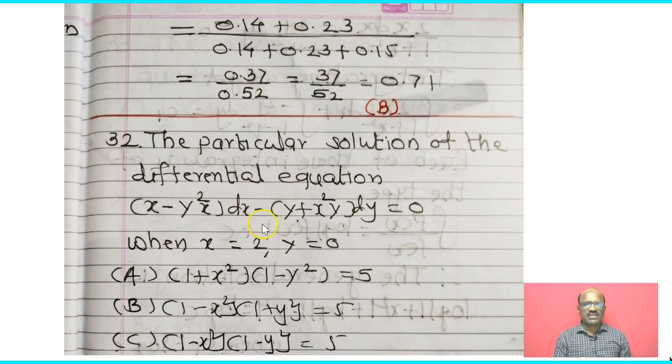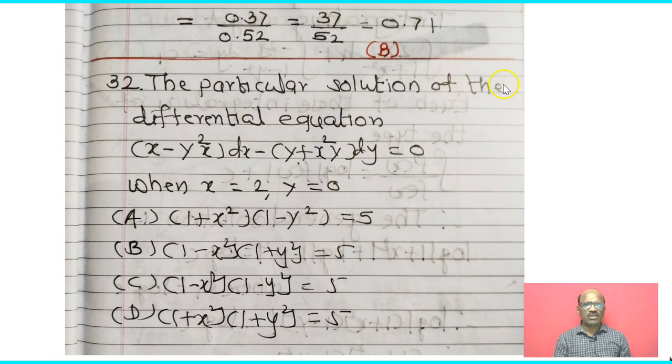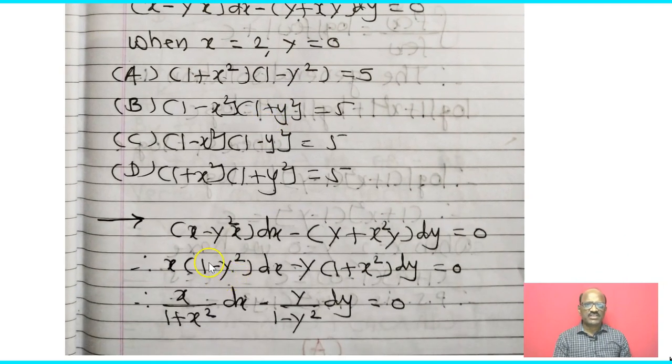Now the next question: the particular solution of the differential equation (x square minus y square x) dx minus (x plus x square y) dy equals 0, when x equals 2 and y equals 0, is... I will solve this differential equation. Take x as common from these two terms and y as common from these two terms. Now apply the variable separable method. Now here is the dx and here it is.